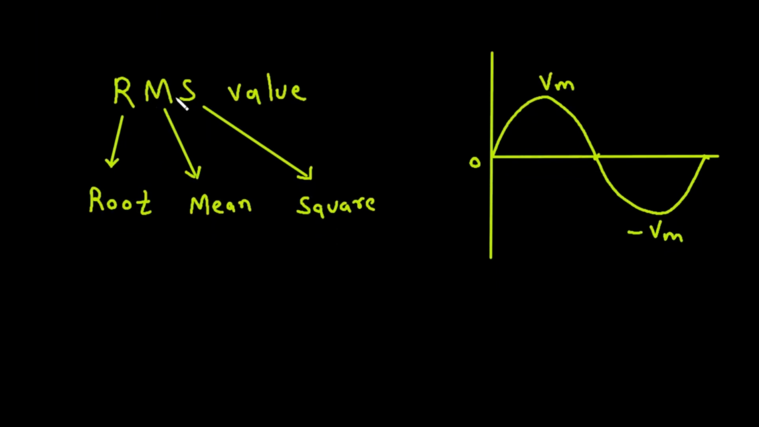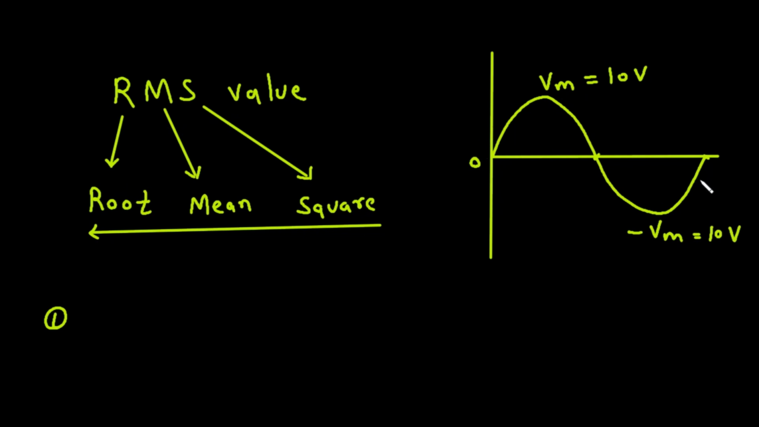Now, what is this RMS value? For this sine wave, let's say the maximum voltage is 10 volt. Here also it will be 10 volt. Now, we have to calculate the RMS value of this sine wave. So, for that, what we will do? For calculating RMS value, we have to go in reverse order. That means first we have to calculate its square, then we have to calculate its mean value, and then we have to calculate its root.